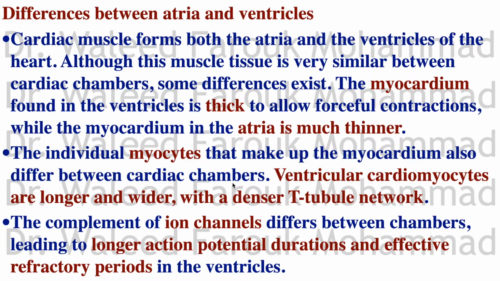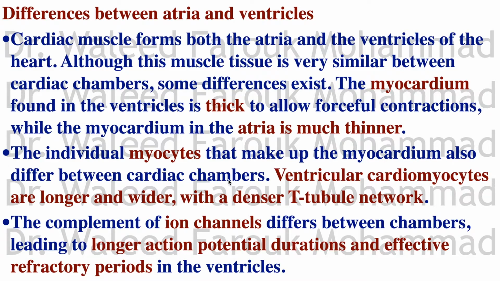Now, there are differences between the atria and ventricles. Of course, the differences exist because they have different tasks. The atria deliver blood to the ventricles, and the ventricles deliver blood to the lungs and the rest of the body. Because the circuit is bigger through the ventricles, the myocardium found in the ventricles is thick to allow for forceful contractions, much thicker than that of the atria.